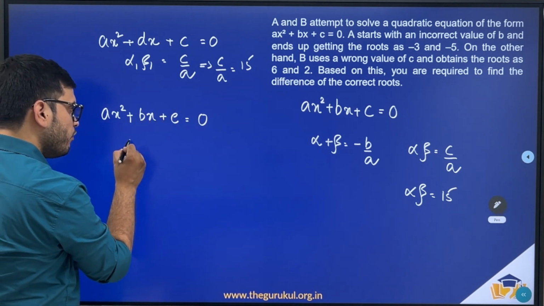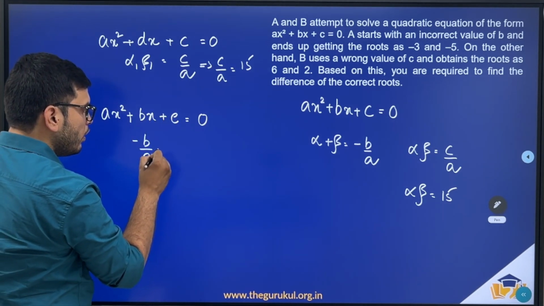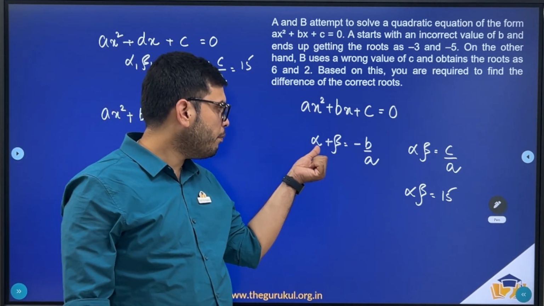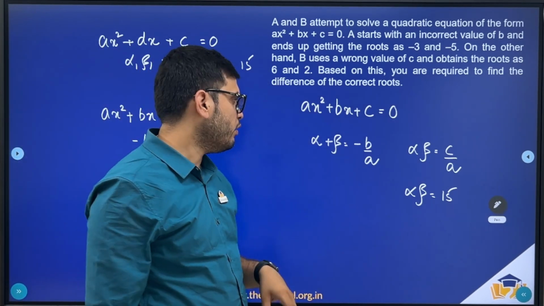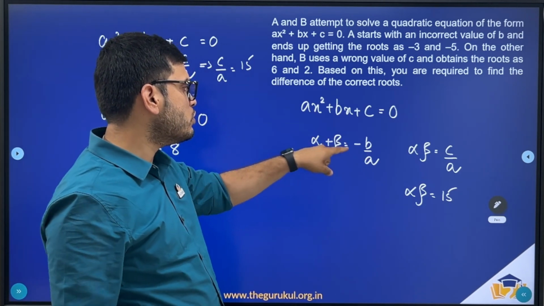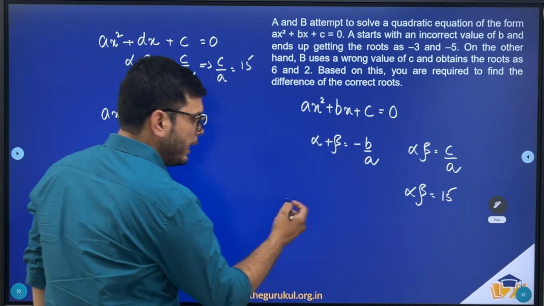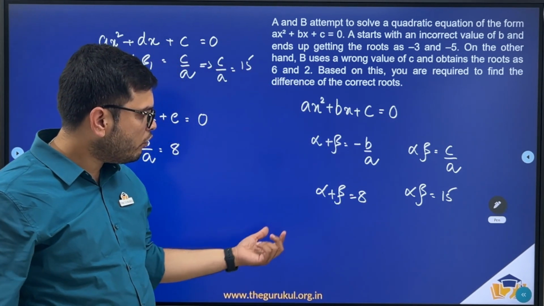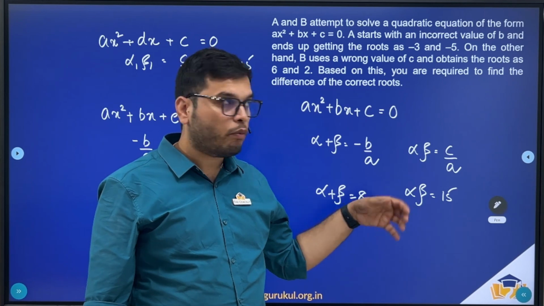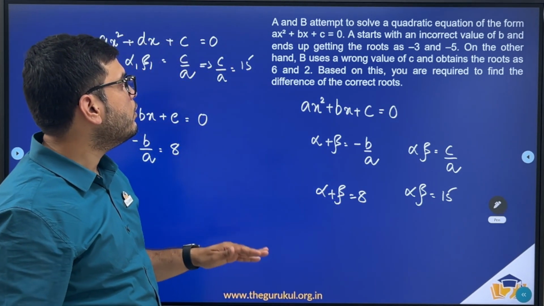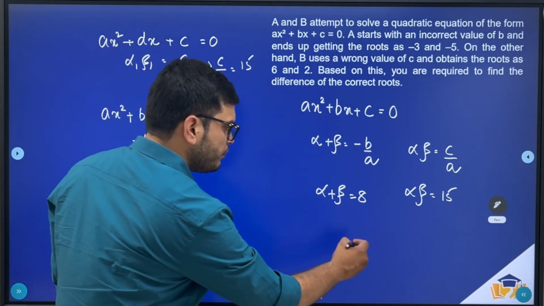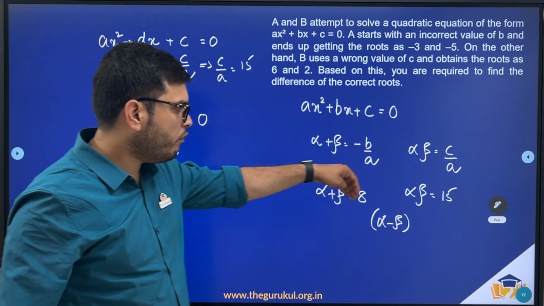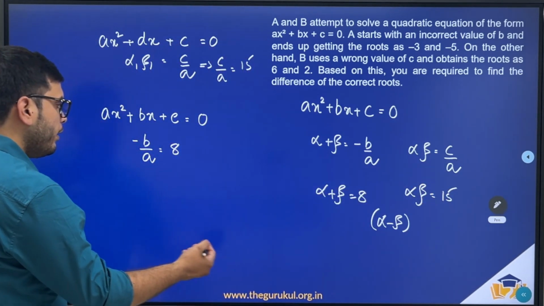Now what would be the sum of the roots? Minus b by a. Now minus b by a would be 8, and if alpha and beta are the correct roots of the quadratic equation, then the sum of the roots should be minus b by a, which is 8. So alpha plus beta should be equal to 8. Now we have the values of alpha plus beta and alpha beta. What was asked? We are asked to find the difference of the correct roots. So alpha minus beta.